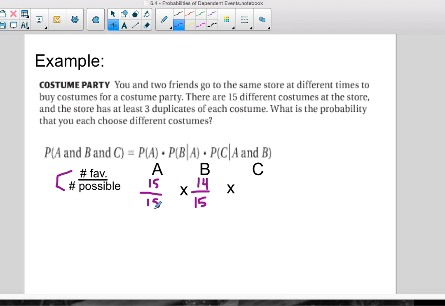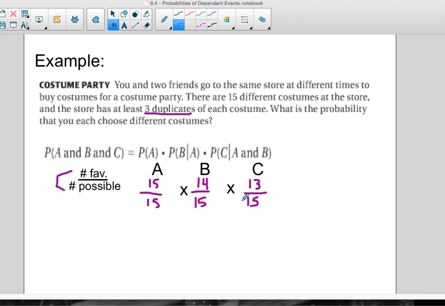That person could still pick one of 15 things, just that one of those things, whatever this person picked, would be not favorable, right? And the probability of C, given that A and B both happen, is the probability that this person would pick a unique costume given that these two have already picked theirs. Well, basically, there would only be 13 costumes now that would be unique or different. And even if these two people pick the same one, there would still be 15 costumes to choose from because there's 3 duplicates, right?